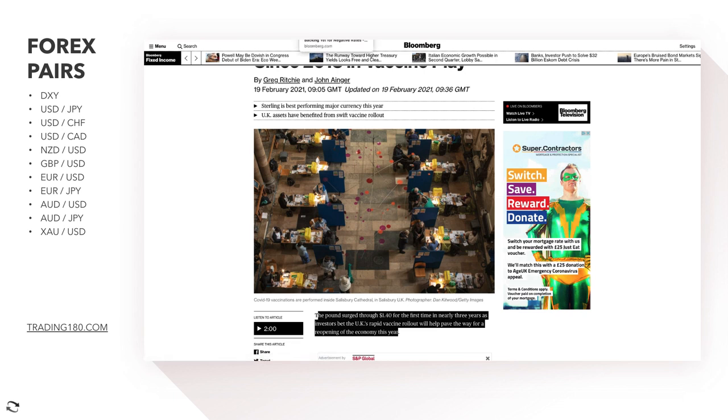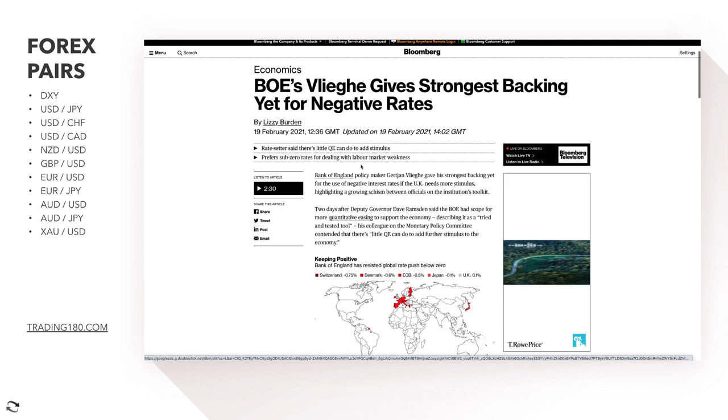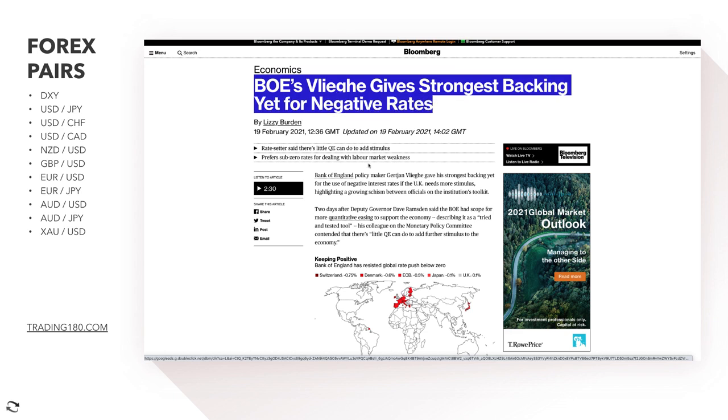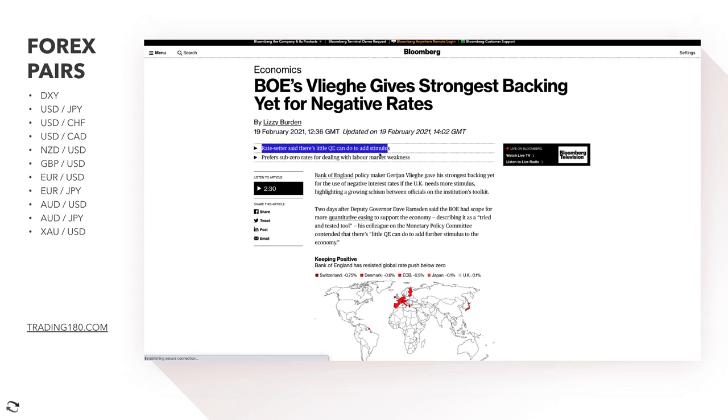The other thing about the pound, though, which has made it really quite difficult to trade, in fact, is this switch to negative interest rates, and whether they will or they won't. So even though, yes, the pound has been on a tear, it's been a difficult trade to really take, because you've had the Bank of England or members of the Bank of England talk about negative rates, right? So BOE's, I think you pronounce it Vlieghe, gives strongest backing yet for negative rates, and this gentleman is a rate setter. Yeah, so his opinion matters, and he says that there's little QE can do to add stimulus and prefers sub-zero rates for dealing with labour market weakness.